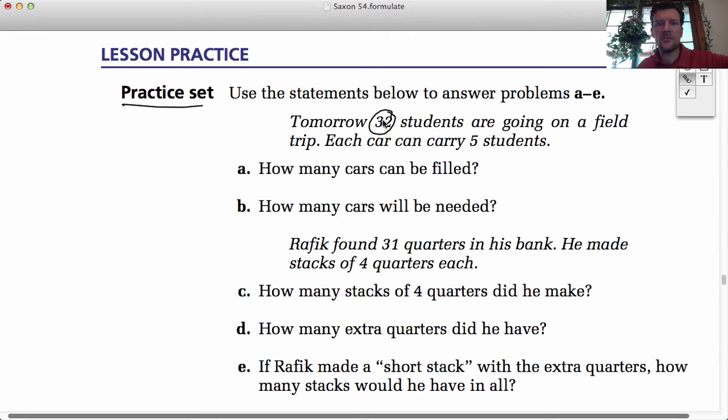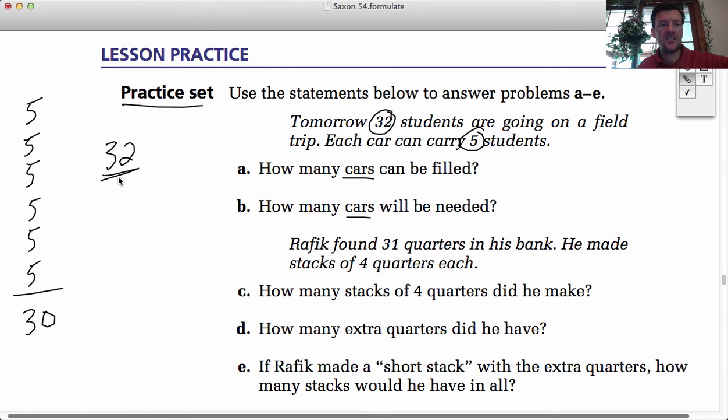It says tomorrow 32 students are going on a field trip. Each car can carry 5 students. So it's asking how many cars you need, how many cars will be filled, and let's look at all of these questions here. So 32 students, each car can hold 5. Now if you wanted to, you could just say, okay, this car holds 5, this car holds 5, 5, 5, 5, and you'll notice here you're going to end up getting 5 plus 5 plus 5 plus 5 plus 5 plus 5. There's 6 5s there, and that would give you a total of 30.